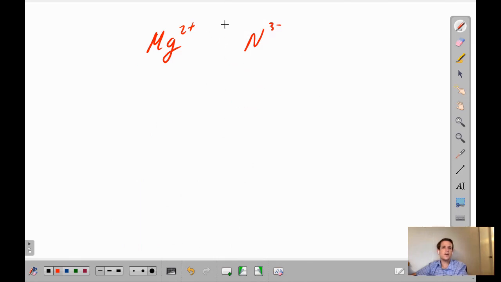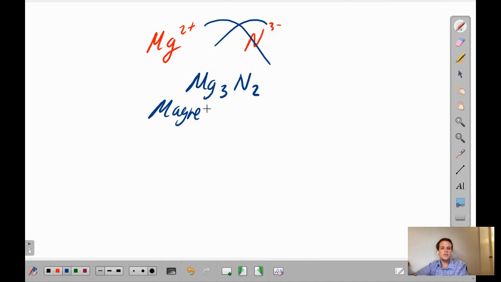It's not that hard of math, but there is a shortcut. It's called the crisscross method. You just crisscross these numbers, and that's going to give you Mg3 and N2. You don't have to do any math in your head. You just do the crisscross and you've got the compound. So what would we name this? We would call this magnesium nitride.